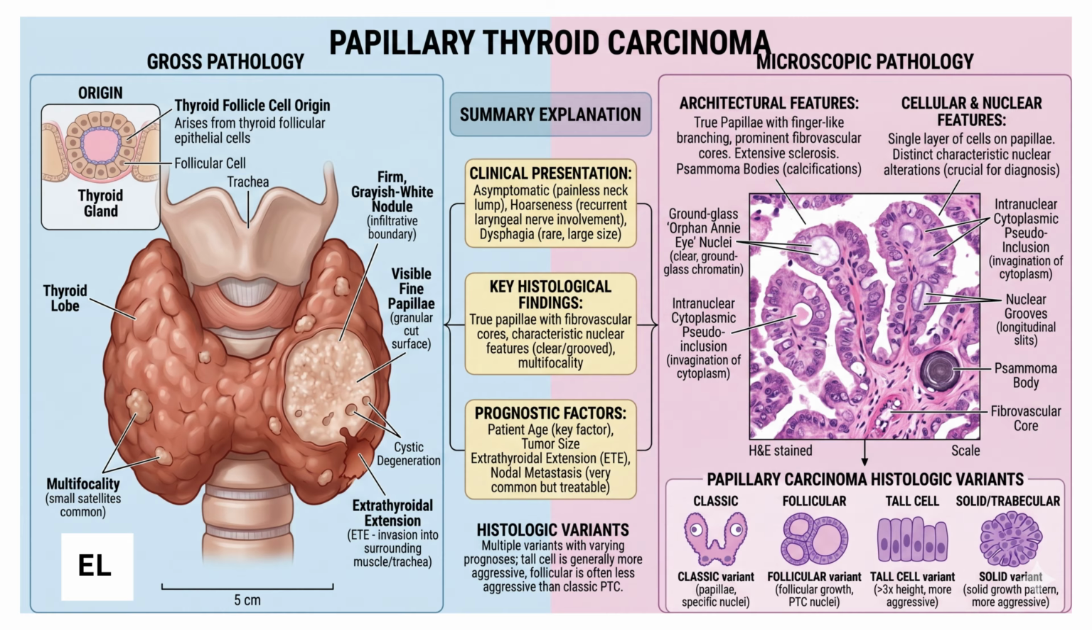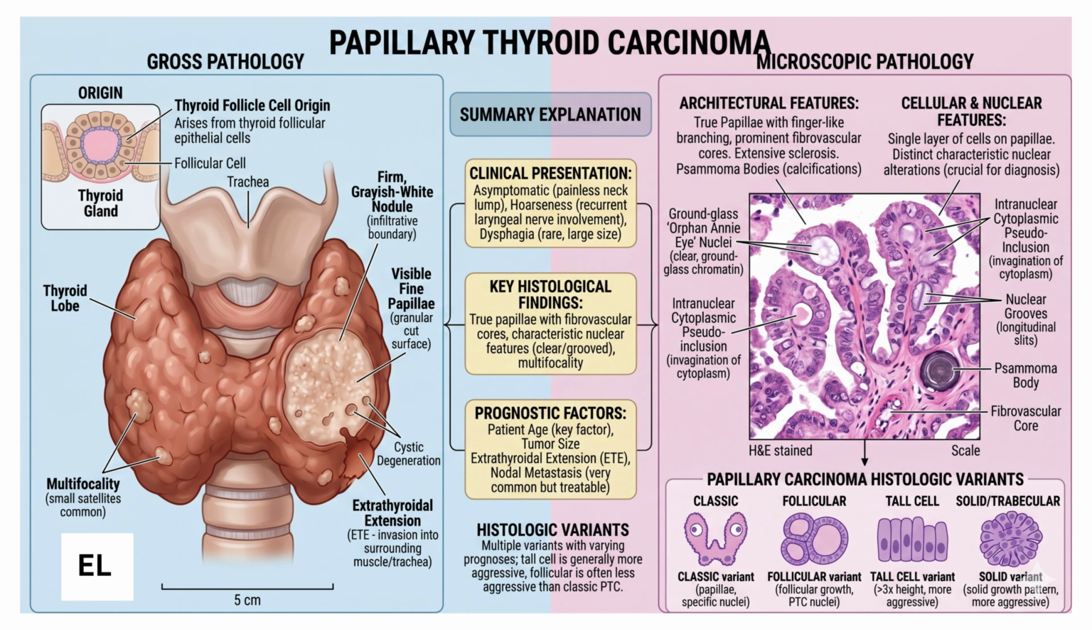Now move to the right side of the image, where the microscopic pathology is beautifully illustrated. This is where papillary thyroid carcinoma truly reveals its identity. The architecture shows true papillae with branching, finger-like projections. Each papilla contains a fibrovascular core, which is essential for diagnosis. You also see areas of sclerosis and calcification.